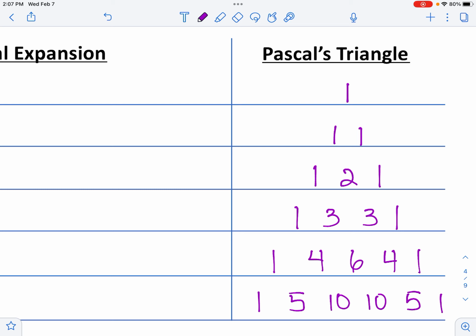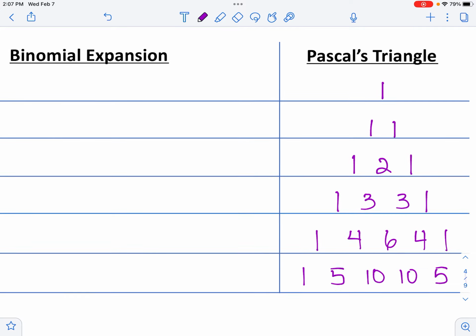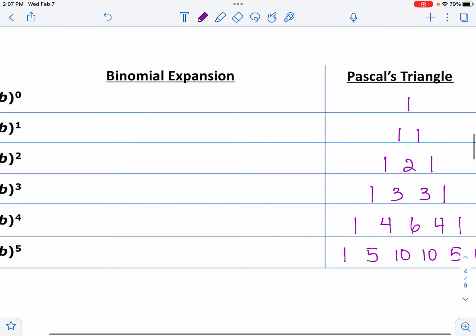This is called Pascal's triangle, and you can just continue that pattern all the way through. Okay, so we're going to use this fact to help us do binomial expansion.